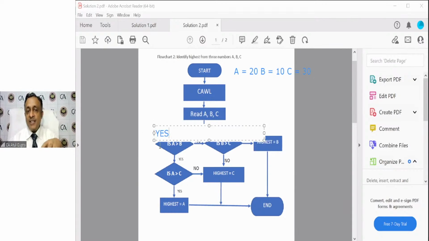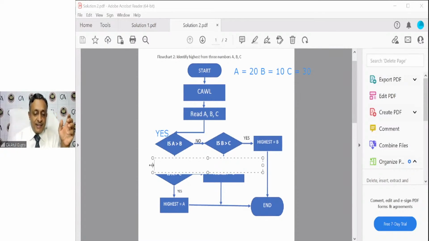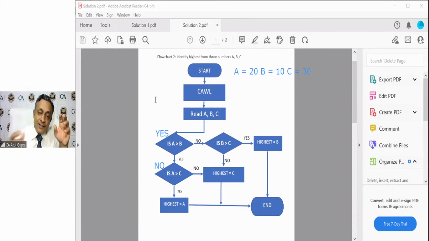So at this rhombus, the answer is yes. So now you have to take the path of yes. What is the path of yes? Here, yes. Go down. Now here it is asking, is A greater than C? A is 20, C is 30. So is A greater than C? Here the answer is no. A is not greater than C. So you take the no result. Which is highest? C is highest.